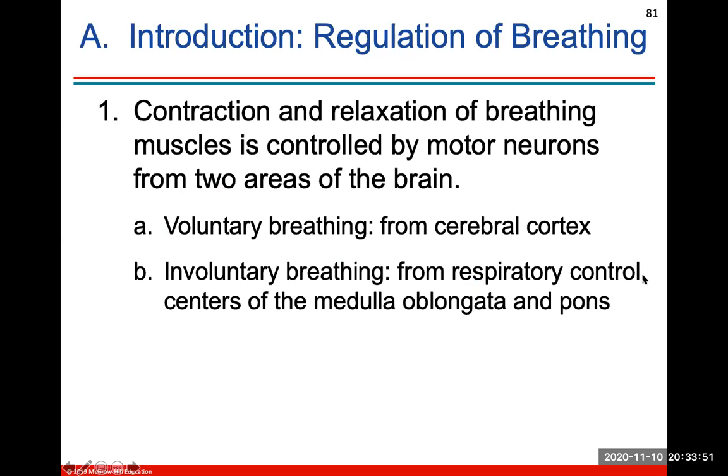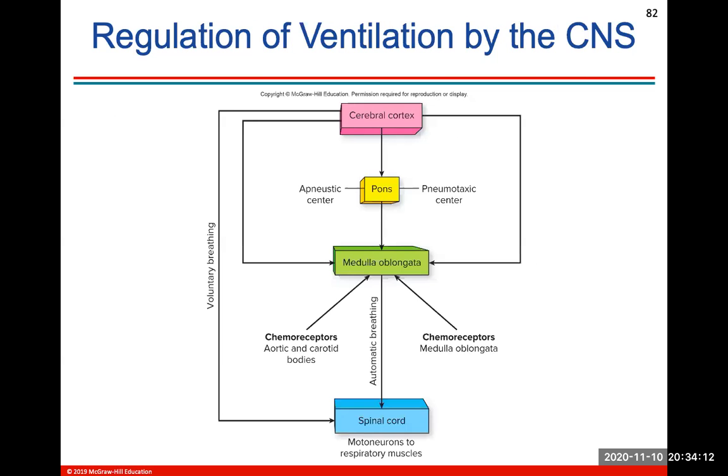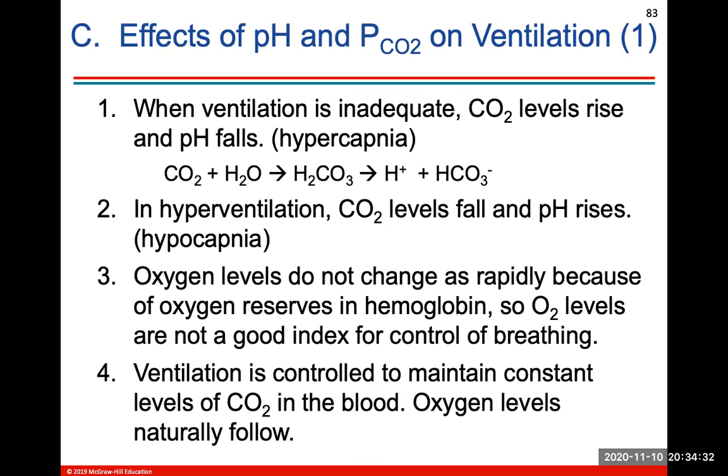So, some more regulation of breathing, which we'll go through just briefly. The contraction and relaxation of breathing muscles is controlled by motor neurons from two areas of the brain. It can be voluntarily controlled by the cerebral cortex or involuntarily controlled by the respiratory control center of the medulla oblongata and the pons. This takes you through how chemoreceptors in the aortic bodies and in the medulla oblongata keep the breathing involuntary. You don't tell your lungs when to breathe. This happens naturally. When you're sleeping, you don't tell your lungs to breathe. So this is involuntary control.